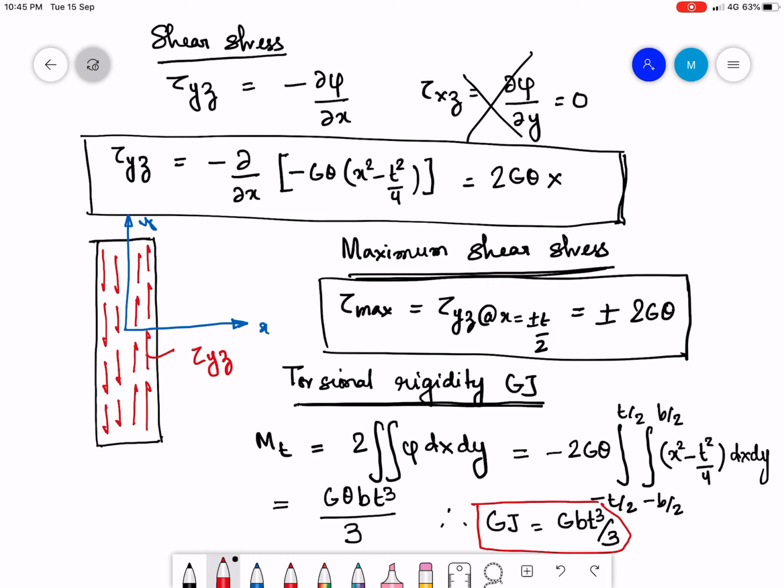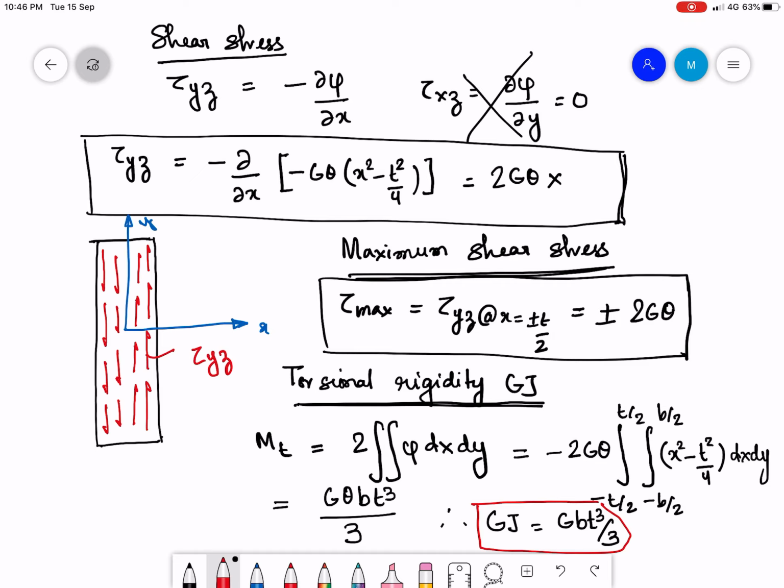It is said that if b by t ratio is more than or equal to 10, then the maximum error that you get is only 6%. So, as the ratio of b by t increases, or the cross section gets narrower and narrower, then we see that the error keeps decreasing and we get a very good approximation of the actual torsional rigidity of a rectangular cross section shaft.